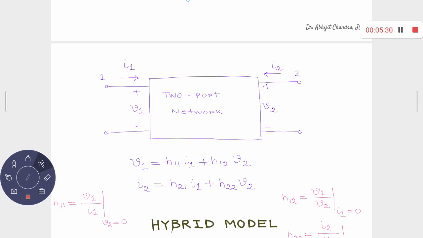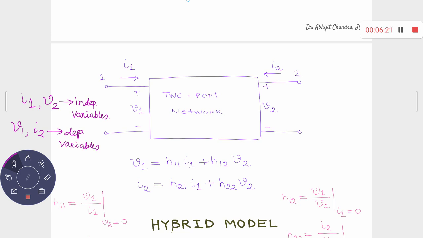So for this particular model, we are considering that I1 and V2 are the independent parameters, and accordingly we represent V1 and I2. So I1 and V2 here are the variables. I1 and V2 are independent variables, currents and voltages, and V1 and I2 are the corresponding dependent variables.